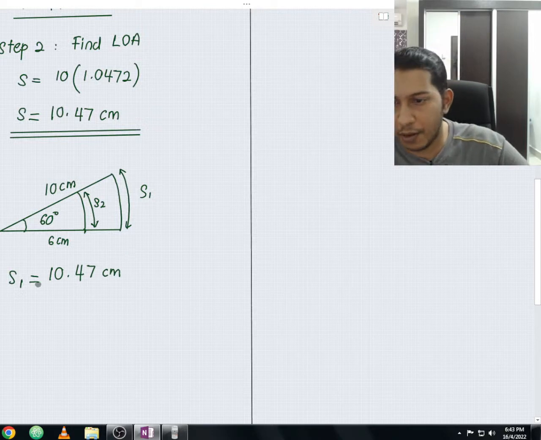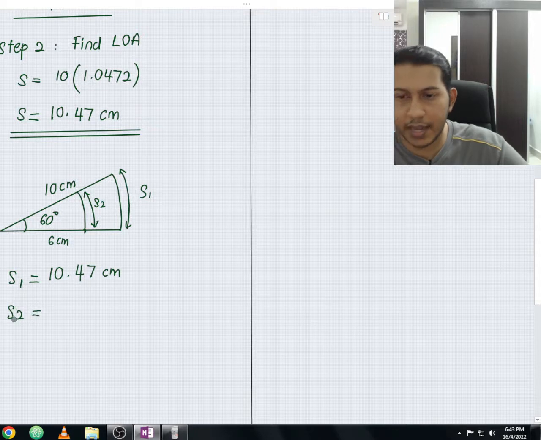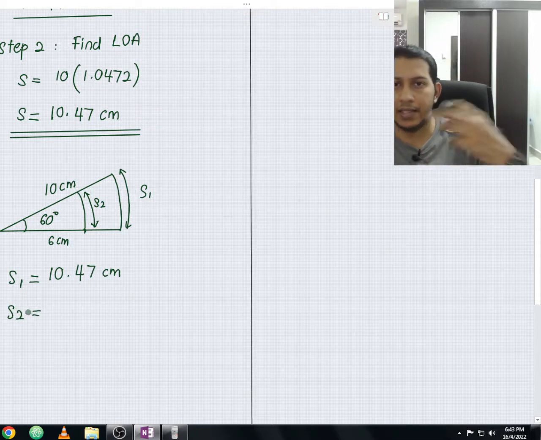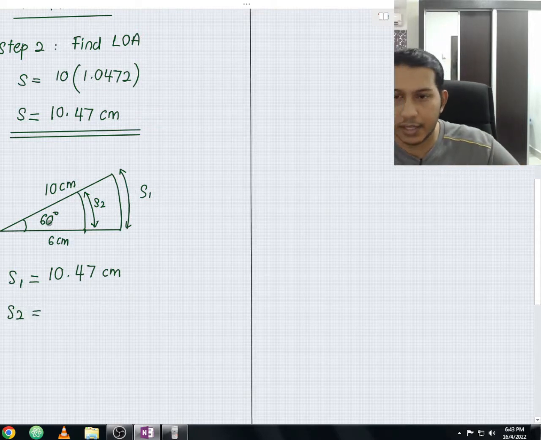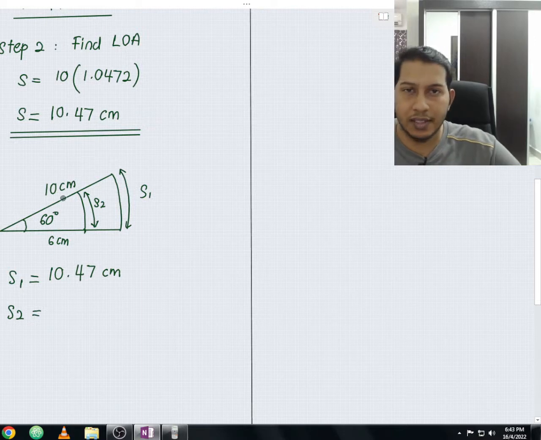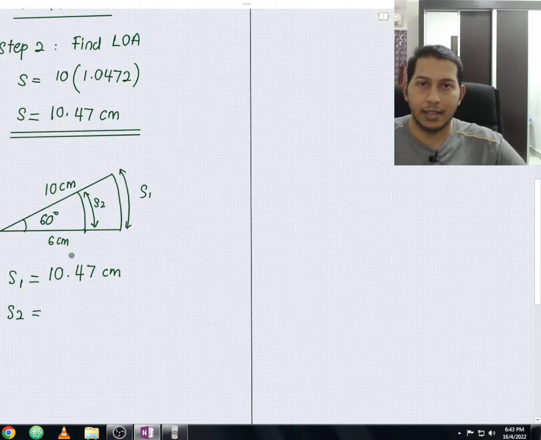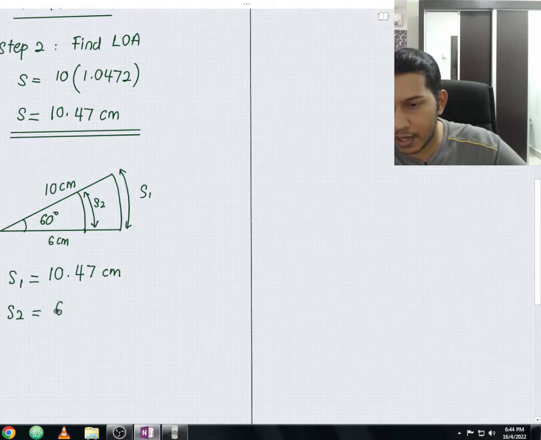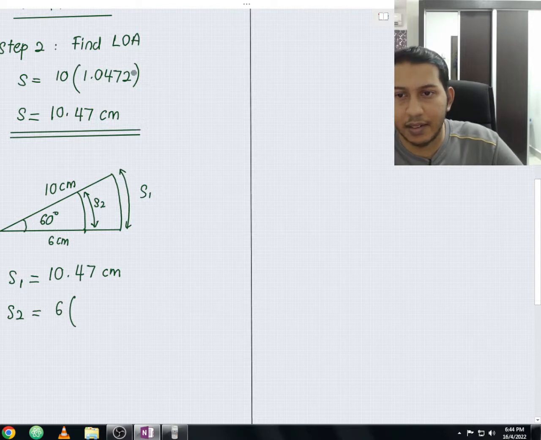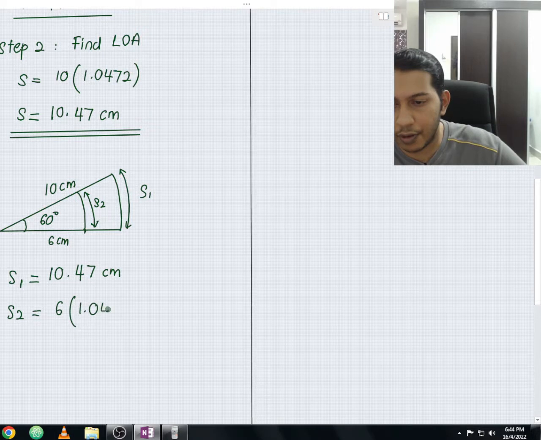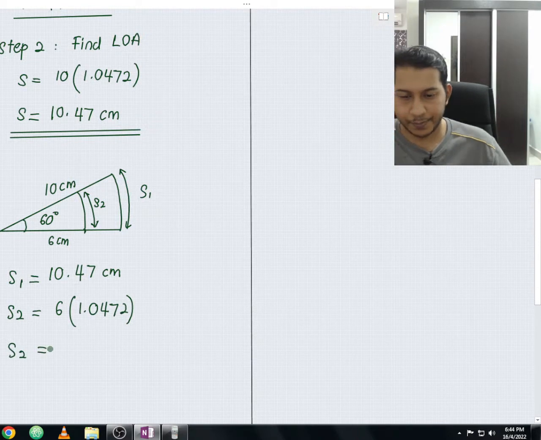Okay, so now proceed to find the length of the arc for S2. In this case, to find S2, you still apply the same formula, which is r theta. Your radius is no longer 10 centimeter but is 6 centimeter, 6 times the angle, not 60 degree but the angle in radian form, which is 1.0472. So you calculate this.